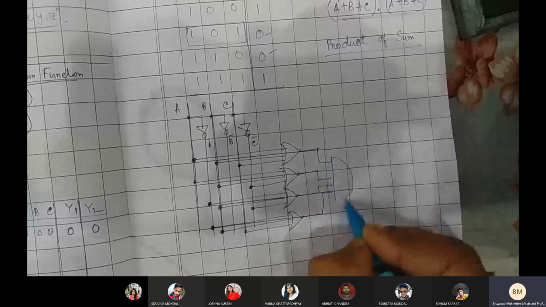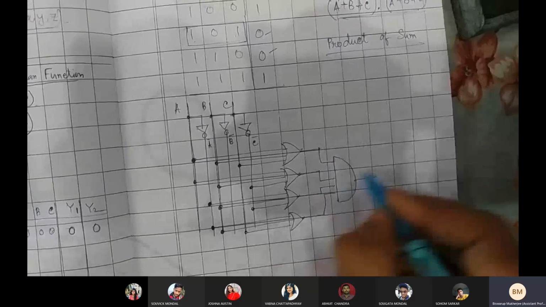Okay, so A bar plus B plus C, right? So again another OR. Now these 4 OR gates should be finally followed by one AND, right, in order to provide you Y. Okay.